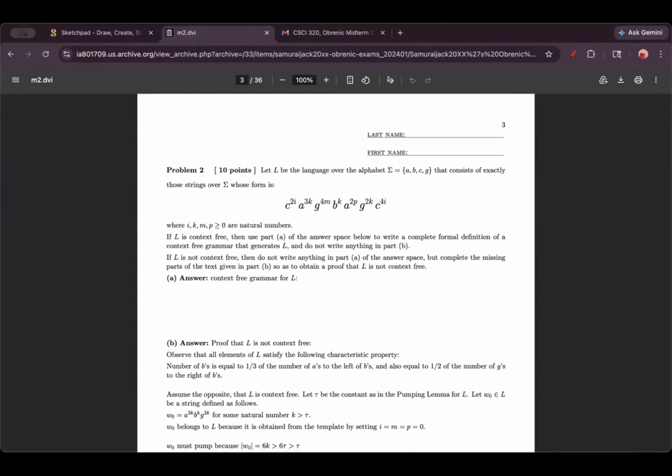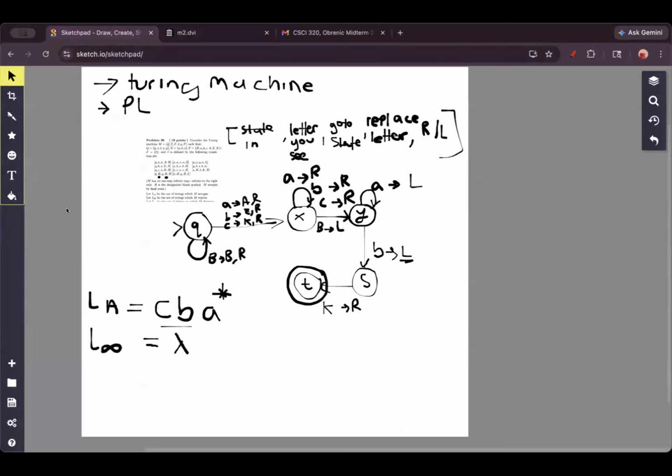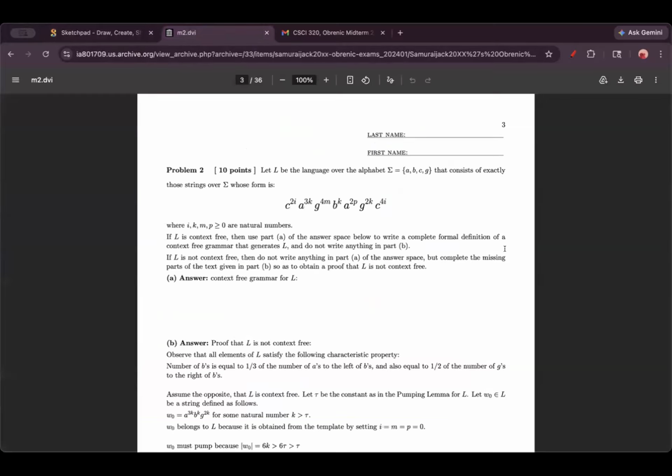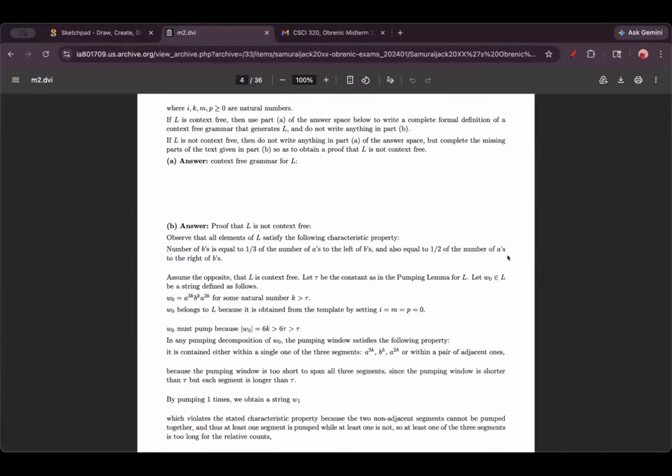I'm not able to see the chat. Okay, I see. Let me get rid of this. I took a screenshot instead. So let me scroll down.